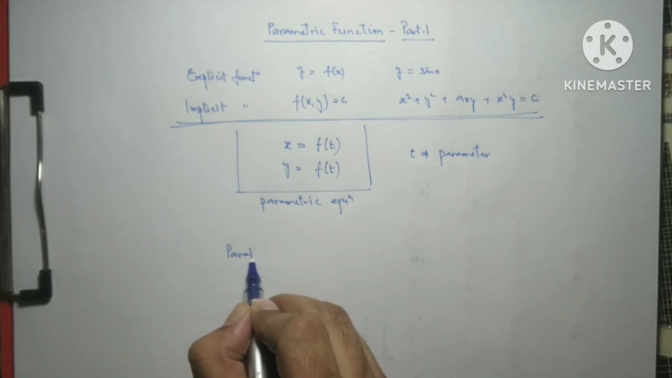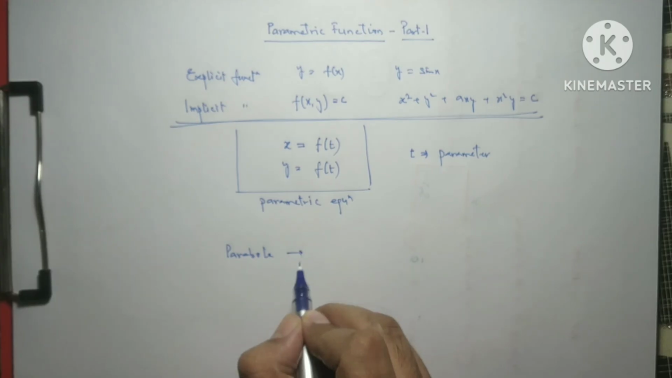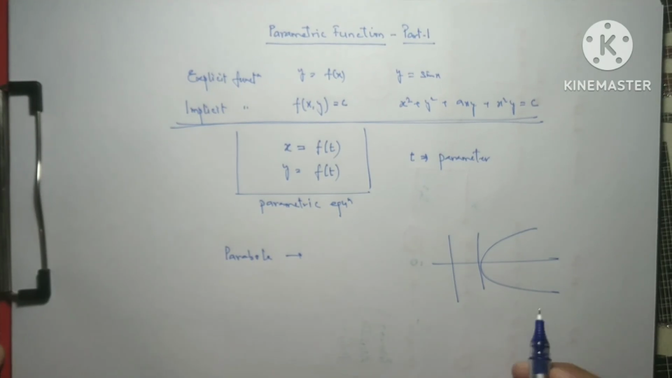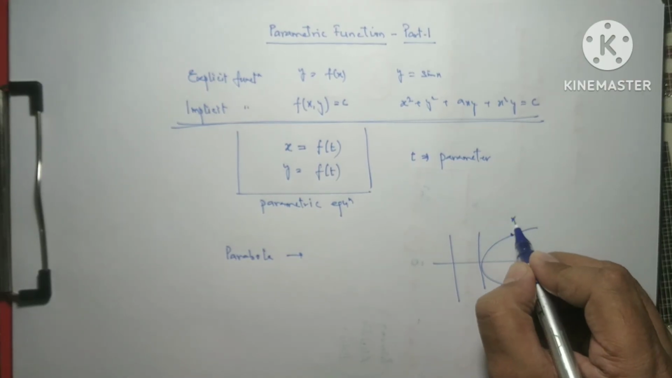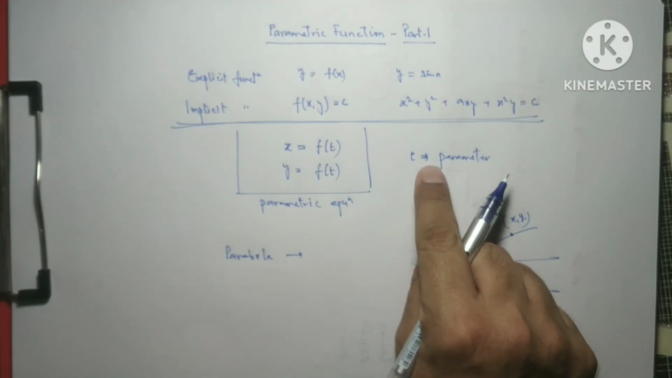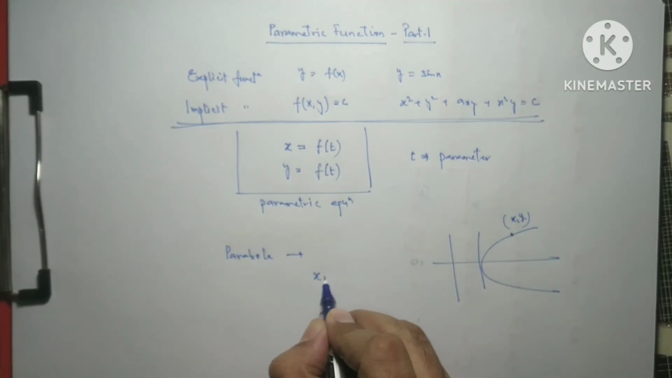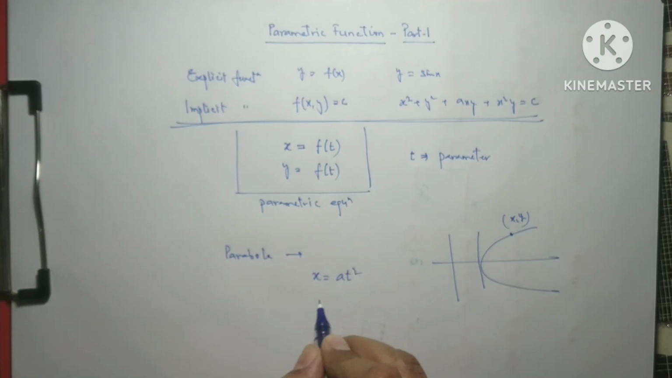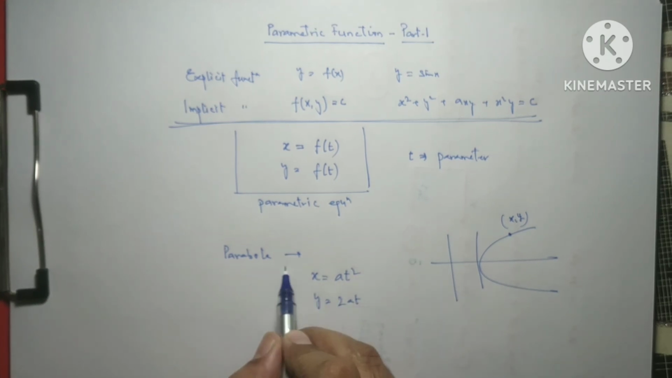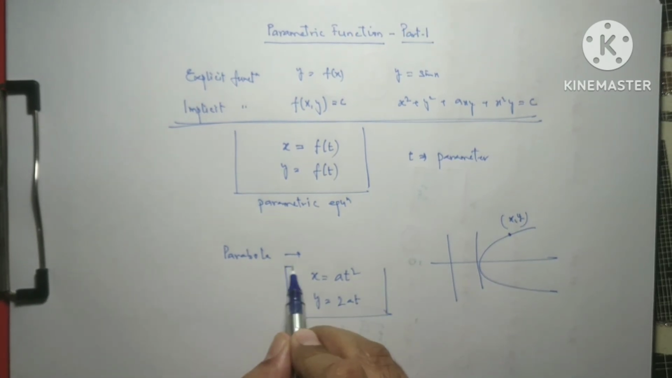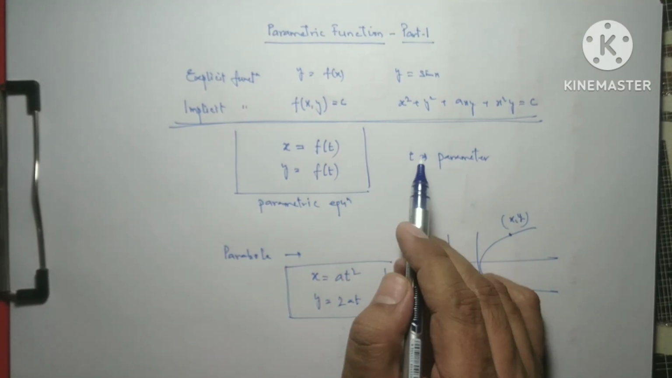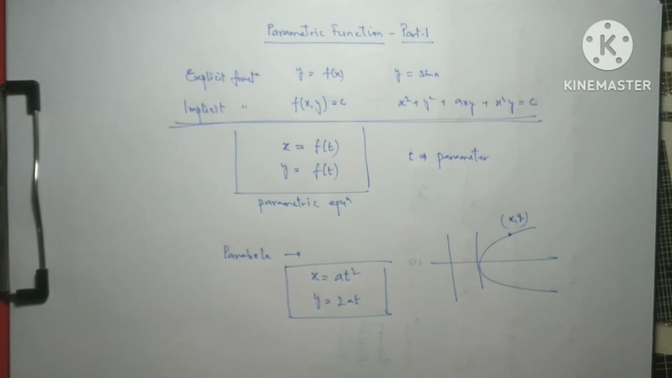So a parabola is a curve just like this one. For any point x comma y, we can represent this x and y in terms of t as a parametric equation. So x equals at square and y is 2at. So these are the parametric equations of the parabola. So this type of function, in which x and y are functions of another variable, is a parametric function, and these equations are parametric equations.